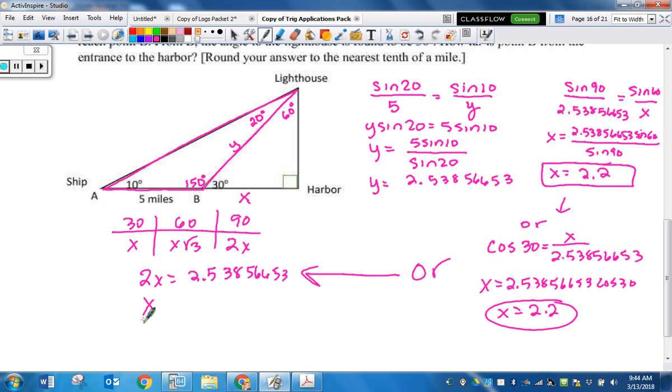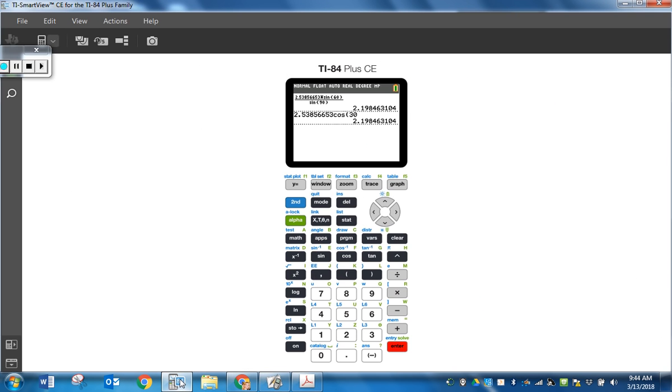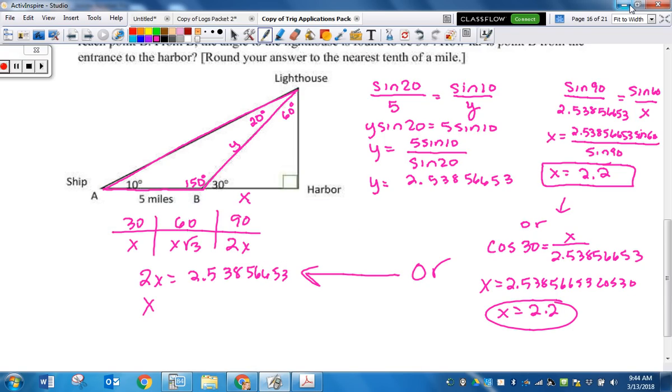2.53856653. Divide that by 2, so go back to my calculator. Get my big long number again. Divide that by 2. That gives me my y value, 1.26, blah, blah, right? Guess I should use something other than x.